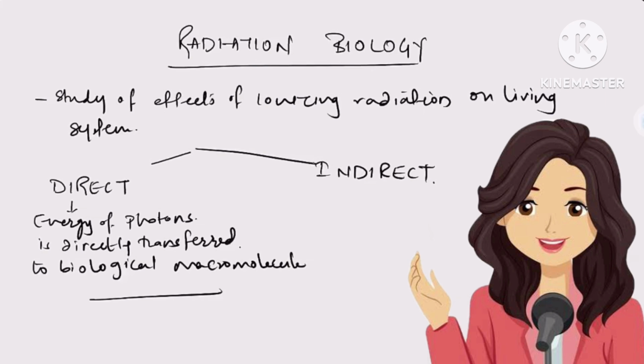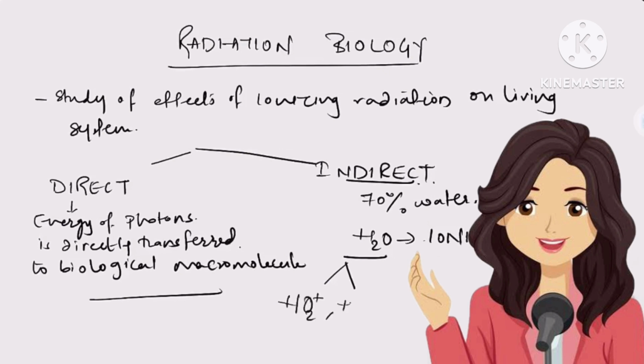What are indirect effects? Our body consists of 70% water. Now what happens is when photons come and hit the tissues, ionization happens: H2O ionization. That's why I first discussed these basics: what is ionization, what is an ion, and how this ionization takes place. So there is ionization of water, and this ionization gives rise to free radicals.